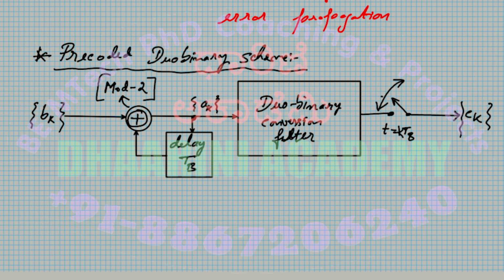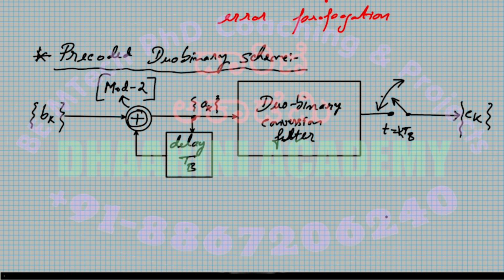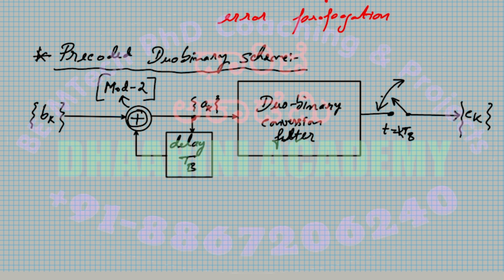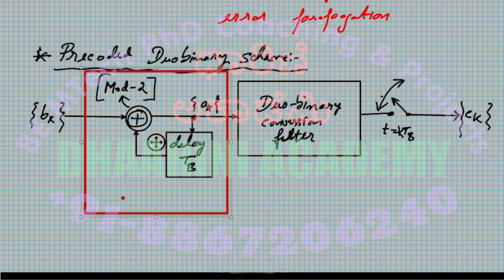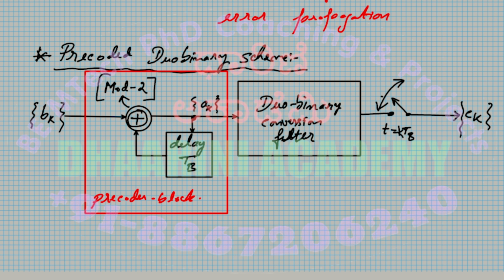Okay, now let's do one, right? So this is the simple precoder. Now we add a part called the precoder, right? So let me highlight the precoder part here. That is the input, this and this part. Till here, this is the additional block which we have added, and this block is what is called the precoder block, right?